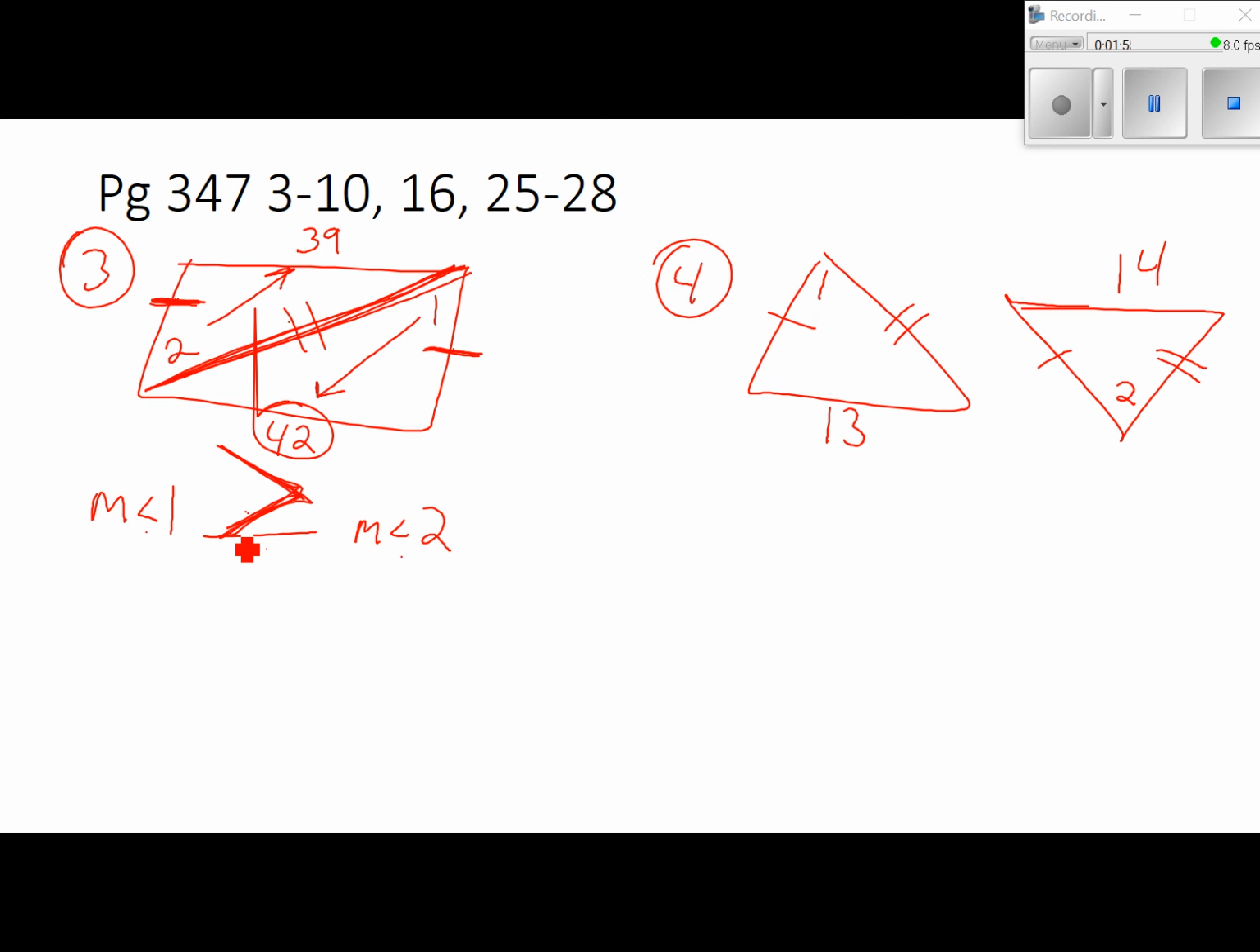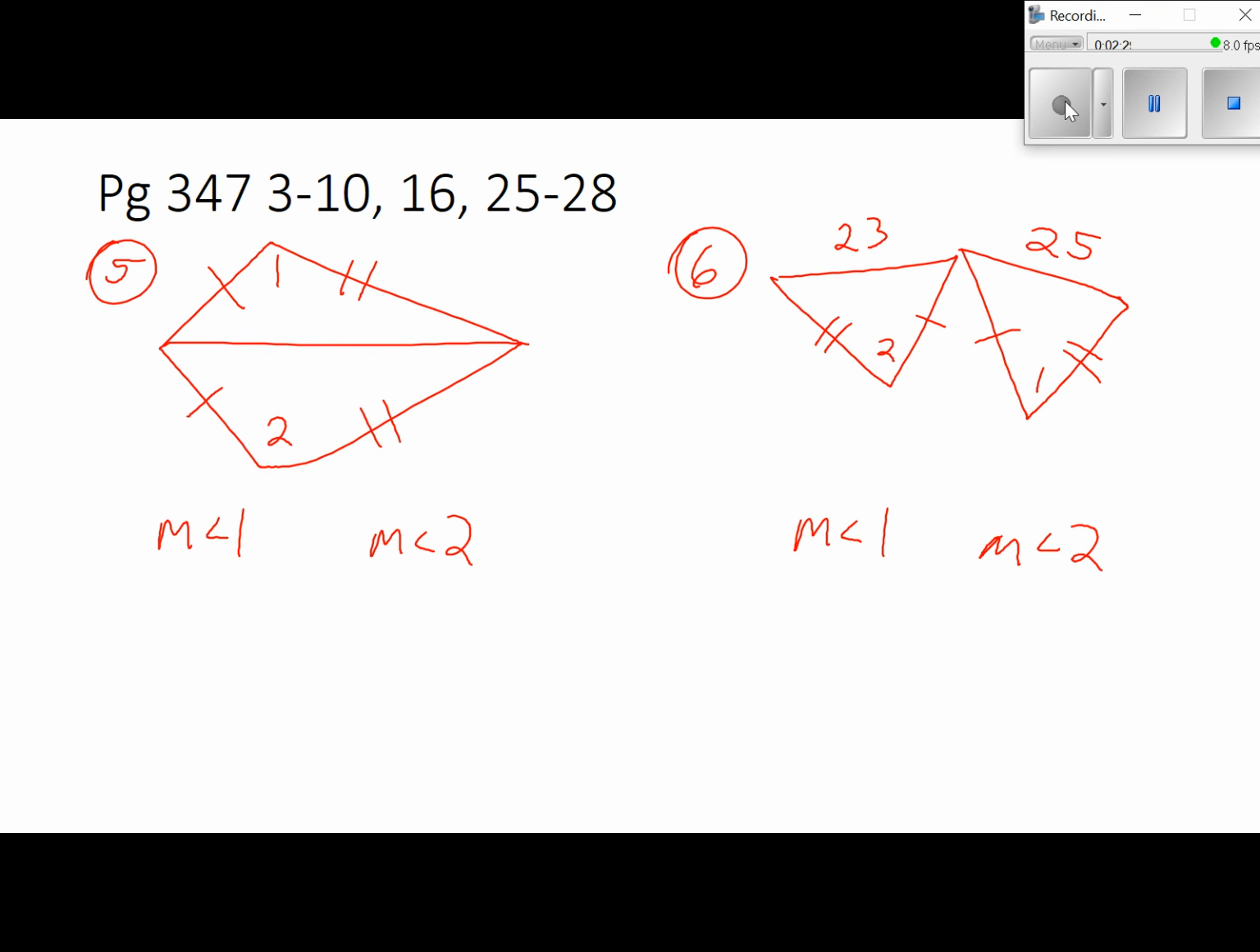Number 4, same idea. We got two sides in this triangle congruent to two sides in this triangle. We just look at it. Angle 1's across from the side that's 13. Angle 2's across from the side that's 14. They want to know angle 1, measure of angle 1, how does it compare to the measure of angle 2? Well, angle 2's across from the longer side, so that means angle 2 has to be bigger, angle 1 has to be smaller, so it's the less than symbol you want on that one.